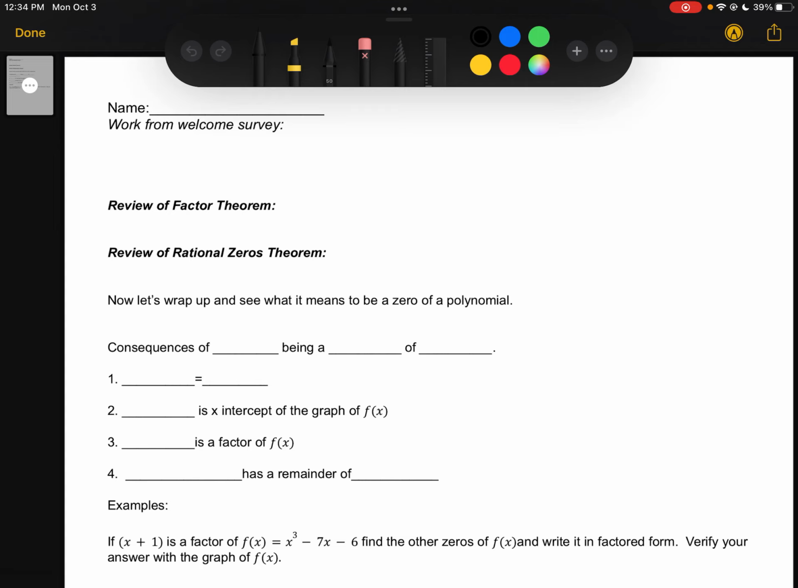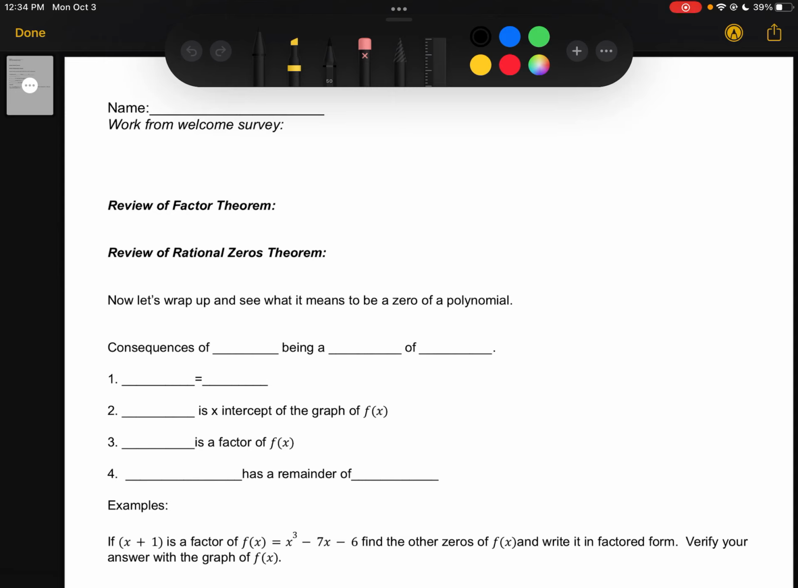So really what we're focusing in on is zeros of our functions, and by zeros we're specifically referring to x-intercepts where we cross the x-axis or touch the x-axis. So hopefully after watching today's video you will feel confident and be able to complete practice questions relating to factoring polynomials. So review of the factor theorem.